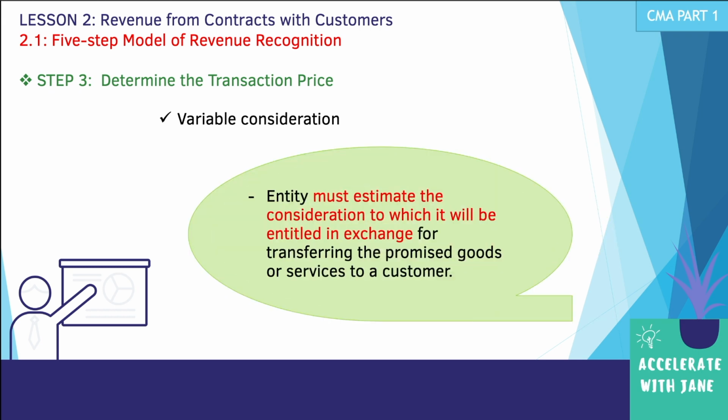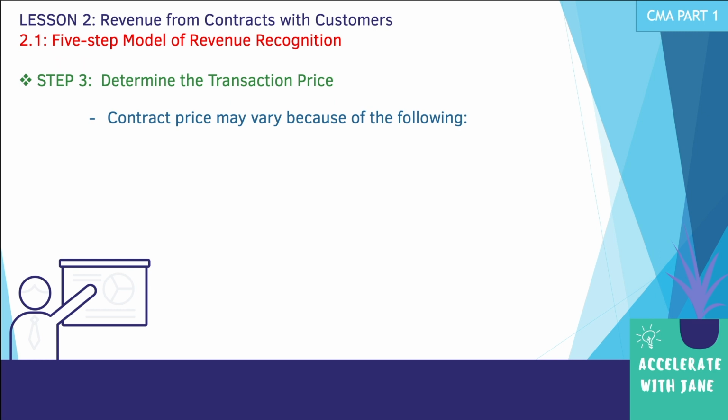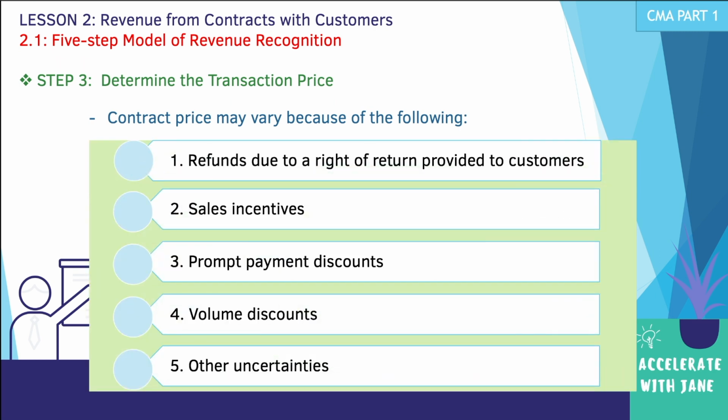Variable consideration. Here, an entity must estimate the consideration to which it will be entitled in exchange for transferring the promised goods or services to a customer. So there are instances when the consideration is not fixed. If this is the case, the seller must estimate that variable consideration for the purposes of determining the transaction price.